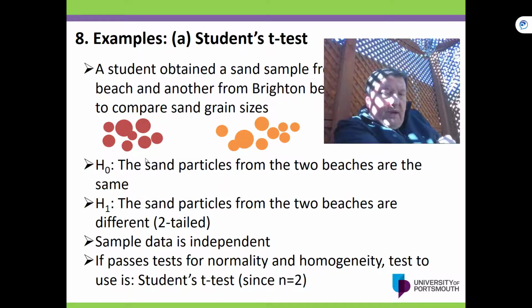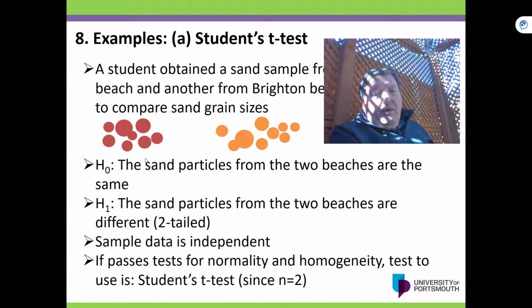So let's have a two-tailed. We're just seeing if there's a difference. We don't care which way around it is. The sample data is clearly independent, unless we accidentally mix the samples up. We assume that's not the case. So we need to do a normality test, and then we need to do a test for homogeneity of variance.